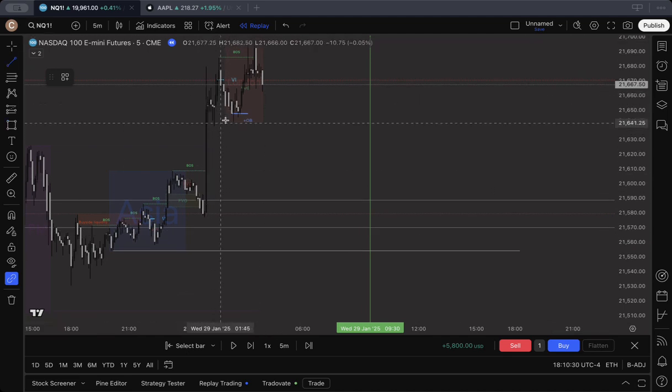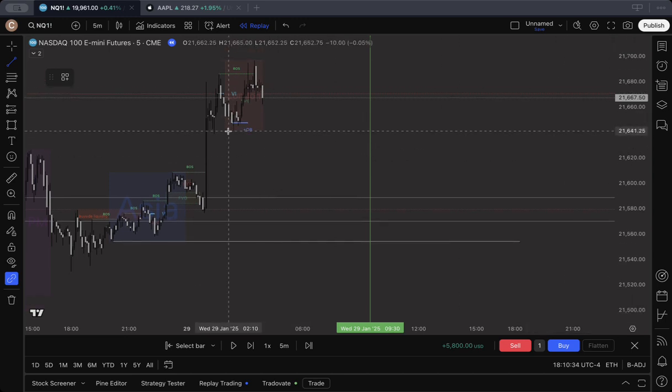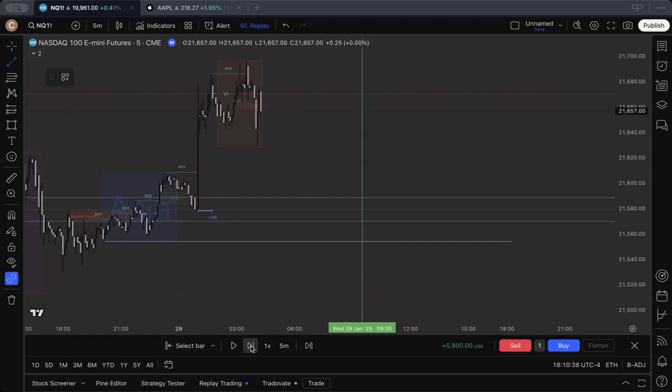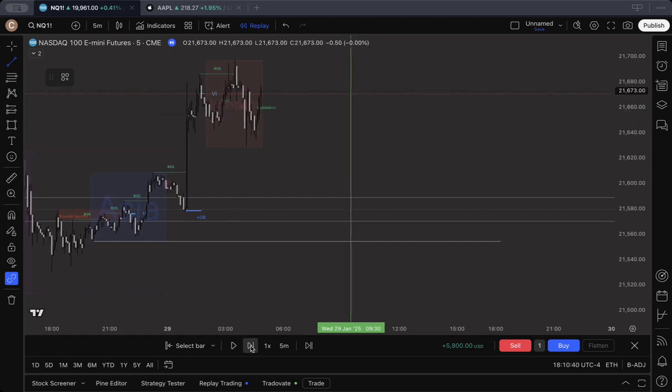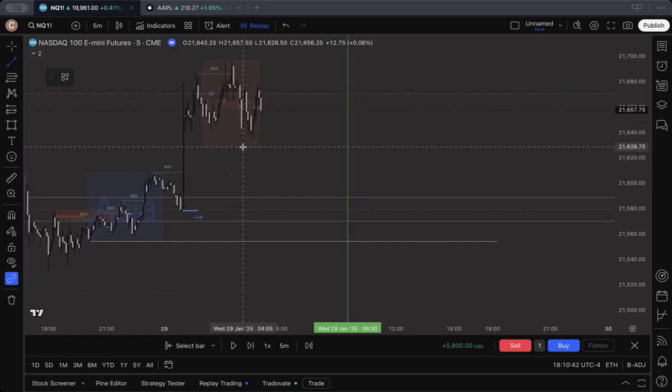1 o'clock, I don't know why, but I'm going to let London play out. Can't mark out lows. London play out. London lows.